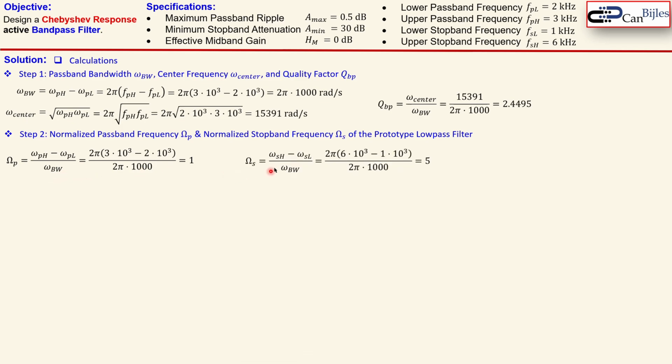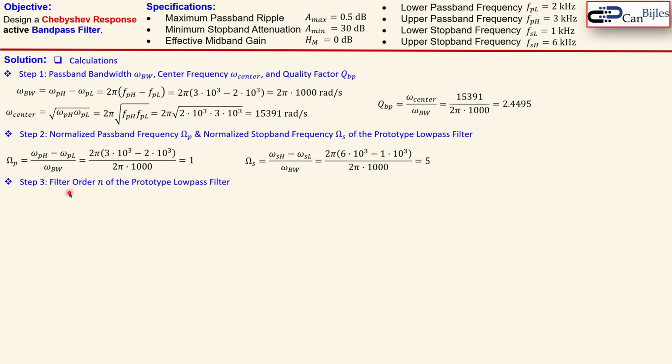The next one is the capital letter omega sub s. That is given by this, so the upper and the lower stopband frequencies divided by the omega bandwidth. You will have this one, which is then 5. By the way, it says here bandwidth, but this is not necessarily bandwidth, because it doesn't have to be 3 dB lower than the midband gain. Okay, that's for the prototype low pass filter.